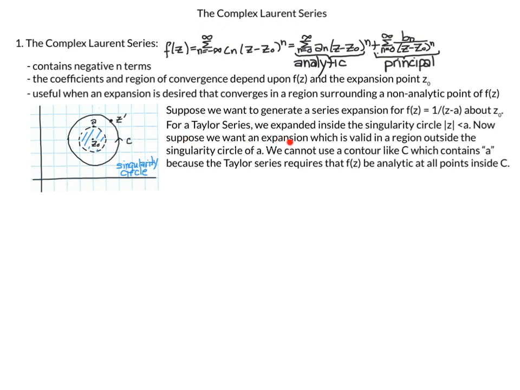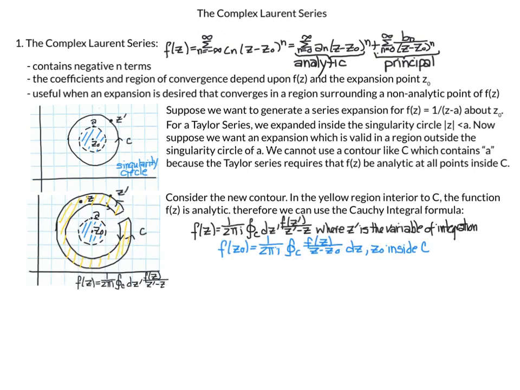But now suppose we want an expansion which is valid in a region outside this singularity circle of a. So maybe this region over here at C prime. We cannot use a contour like C over here, which contains a. So inside of the contour, we have a, because the Taylor series requires that f of z be analytic at all points inside C.